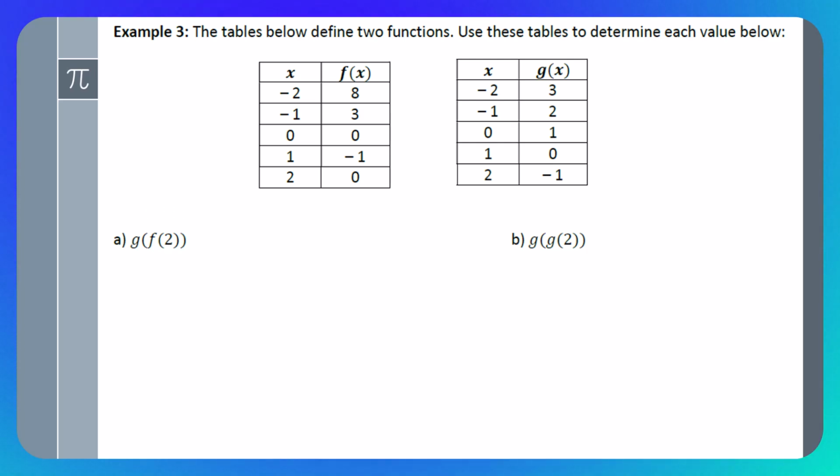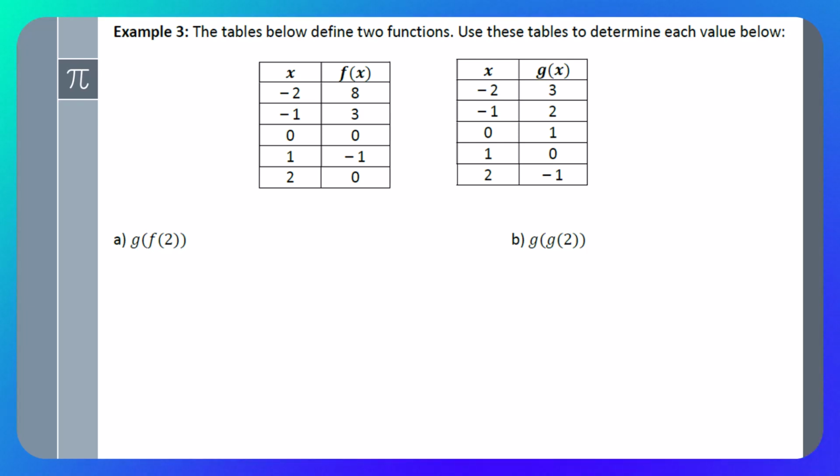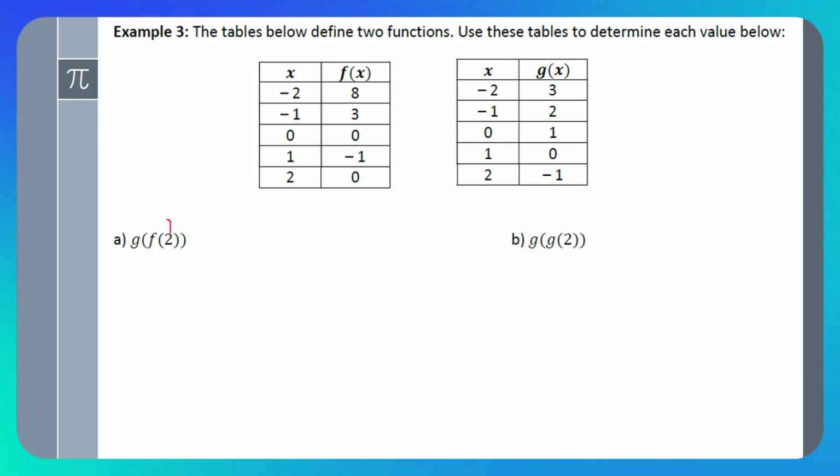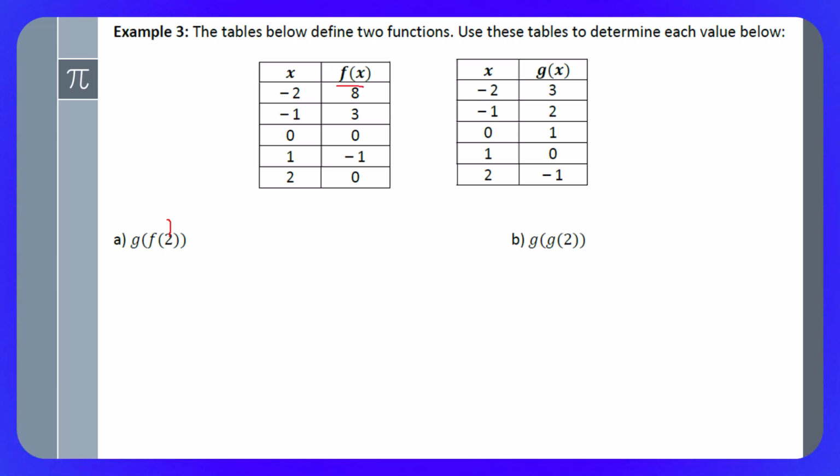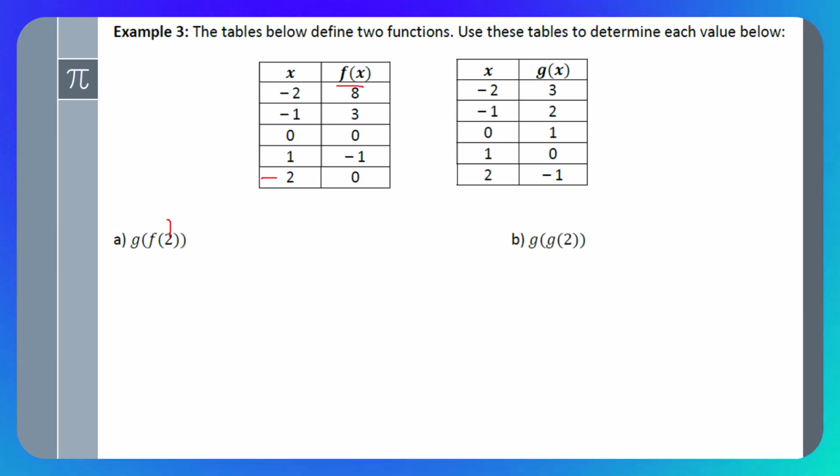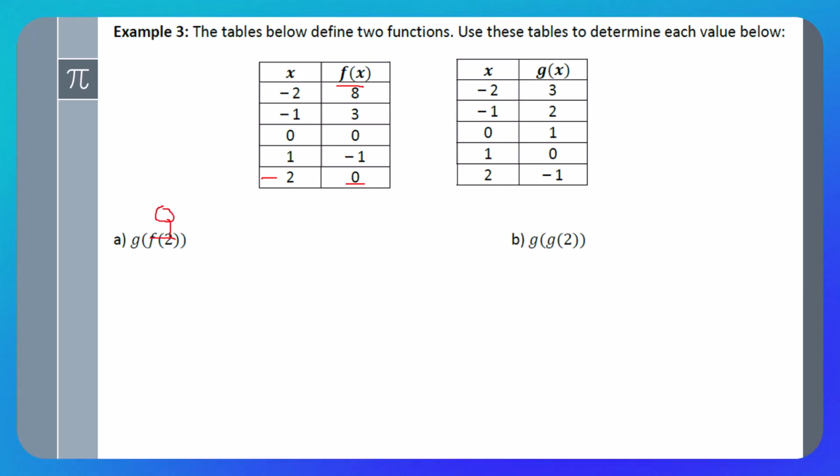All right, and now we're going to look at tables, and we're going to use those to determine our function combination. Okay, so we're going to start with f of 2. So find function f, input 2, and your output is 0. So once you have that answer, you're going to put that into function g. If you input 0, you get 1.